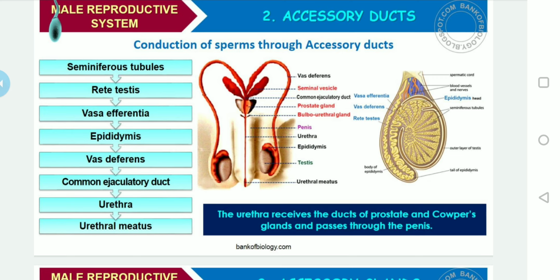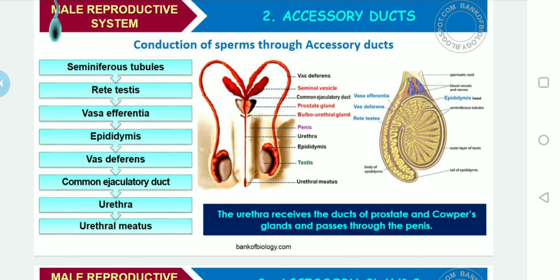Let me explain briefly. The seminiferous tubules of the testis open into the vasa efferentia through the rete testis. Did you get it? Then the vasa efferentia leave the testis and open into the epididymis located along the posterior surface of each testis. Then the epididymis leads to the vas deferens that ascends to the abdomen and loops over the urinary bladder. Later it receives a duct from the seminal vesicle and opens into the urethra as the ejaculatory duct.